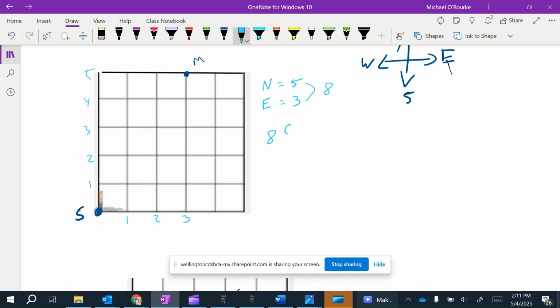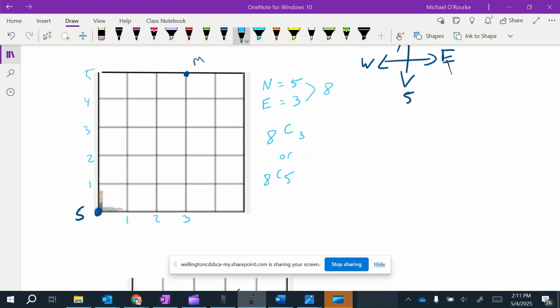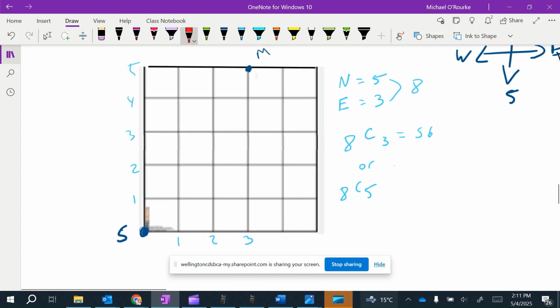So we can calculate this by 8C3 or 8C5. Both are equal, and that would equal 56. So there's 56 total ways. Now, do we even try this the old-fashioned way?